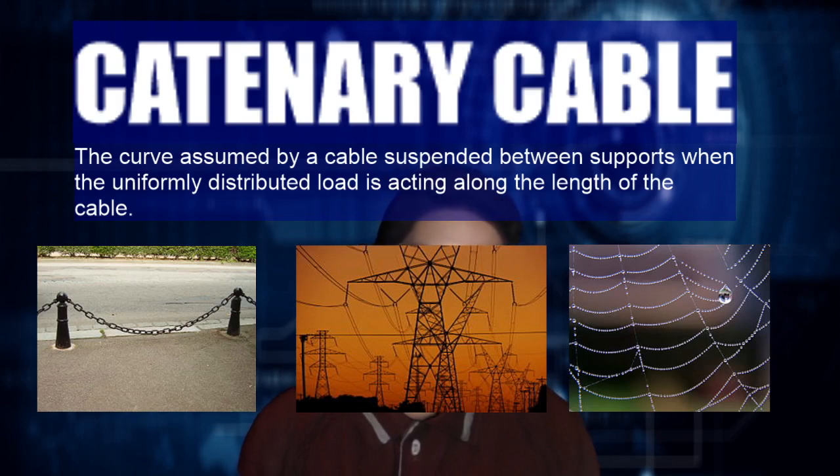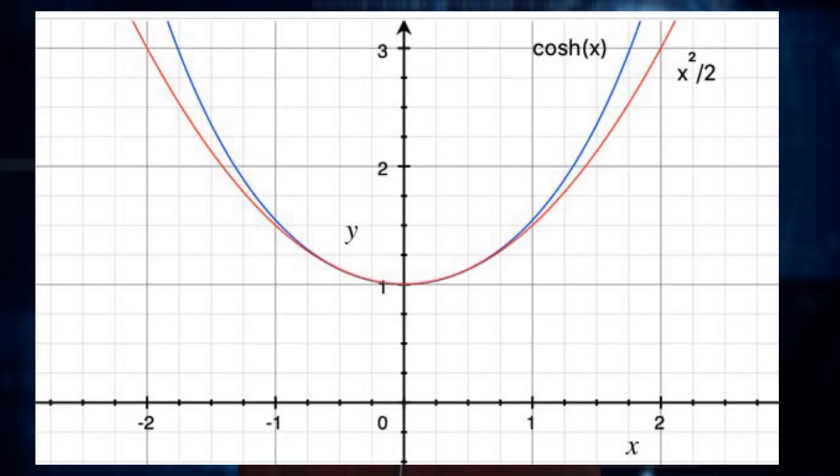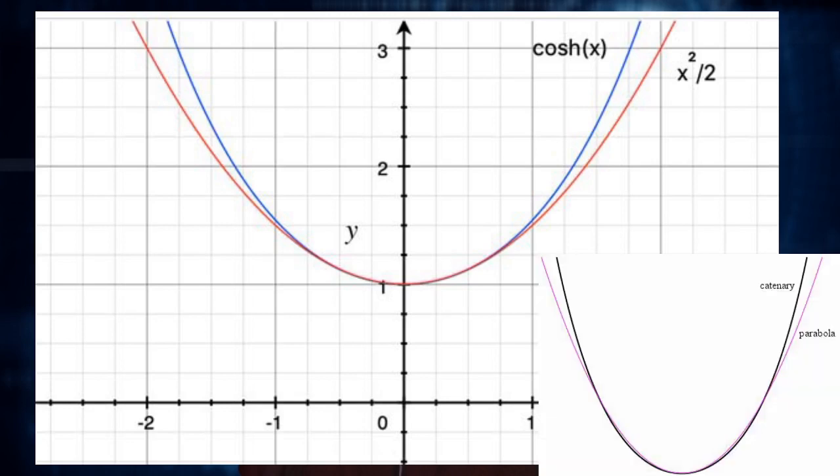So catenary cable din. So yung mukha ng catenary curve or yung catenary cable is para siyang parabola, pero di talaga siya parabolic curve, no? So it is most likely expressed or yung curve niya is in terms of hyperbolic cosine, such as shown here. So makikita natin dito yung blue line niya. So we have the hyperbolic cosine. So ito yung catenary, ito yung parabolic curve, no? Yung red one. So parang ganito, no? So ito yung parabola, ito na yung catenary.